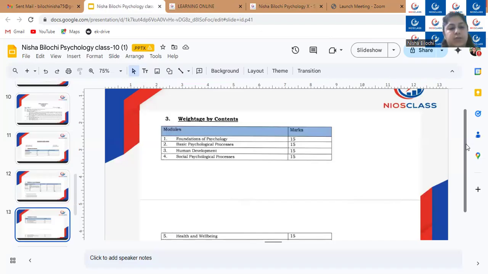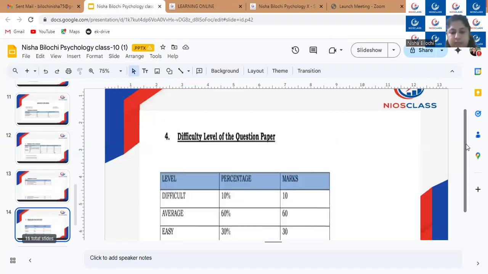As we have seen, there are a total of 16 chapters which we'll be covering. In those 16 chapters, the weightage by content has these major modules. The first one is foundation of psychology, which stands for 15 marks. Then basic psychological processes, human development, social psychological processes, health and well-being. All of them stand for 15 marks each. So these are the basic modules of your subject, psychology.